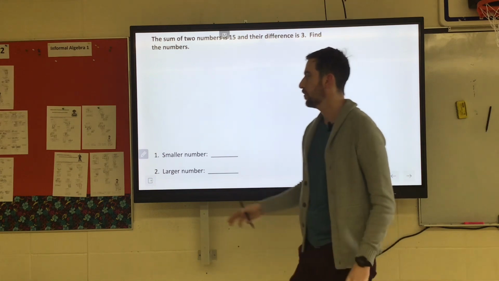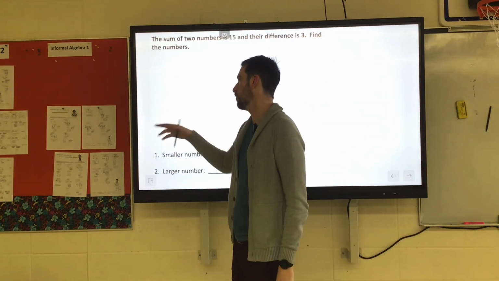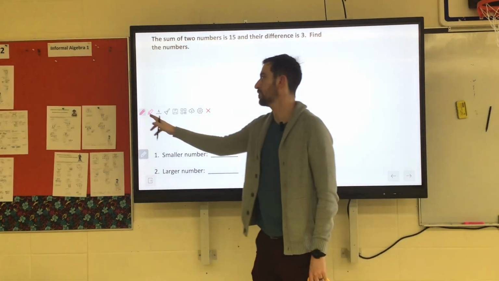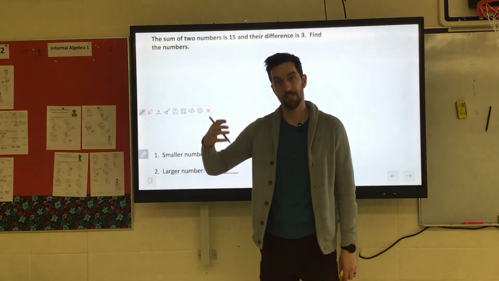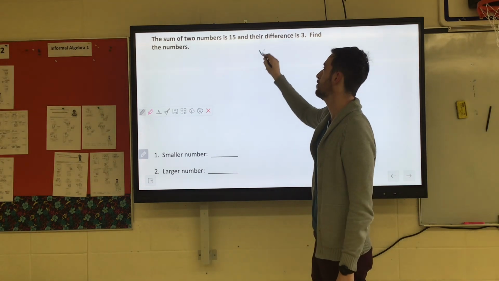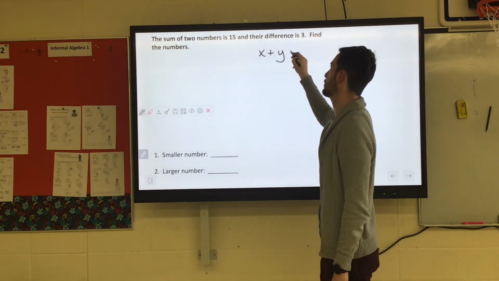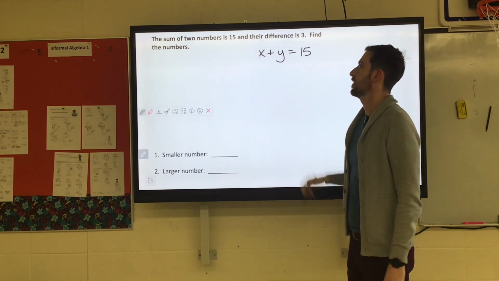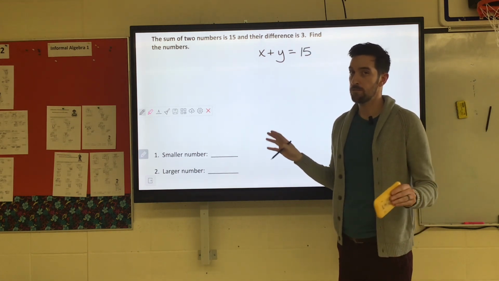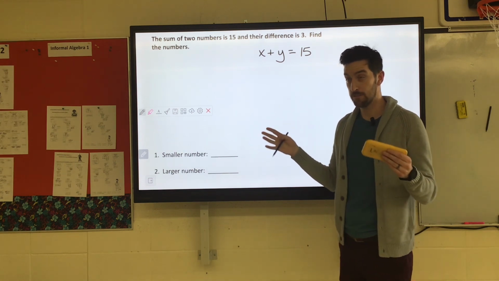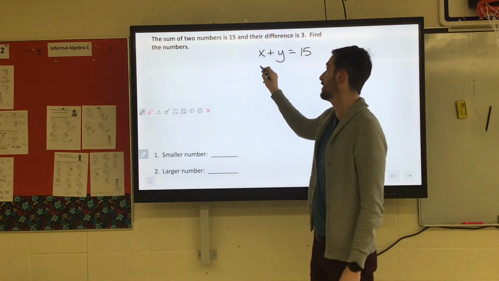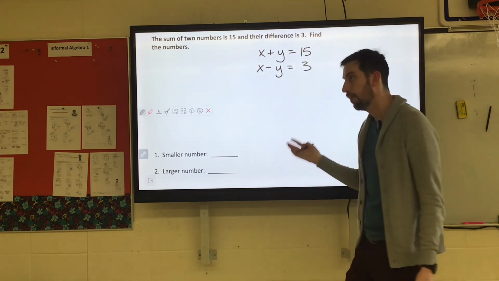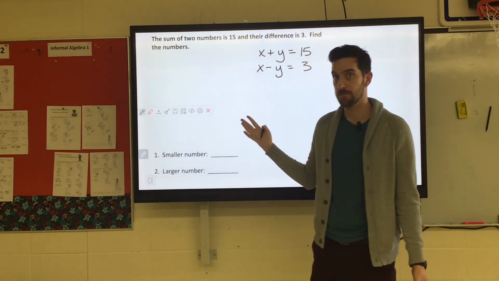Find the numbers. We can set up whatever variables we want for these. But if you think back to the old days, when I say the sum of something, that means addition. So if I add these two mystery numbers, let's just call them x plus y, they have a sum of 15. If I take these same two numbers, and we don't know what they are, but it says the difference, that means subtraction. So if I did x minus y, it says their difference is 3. Holy cow, we got a system set up.